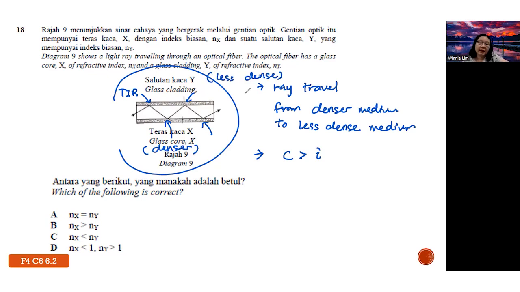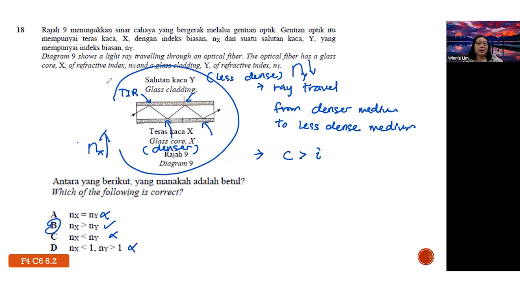Okay, then next idea, how do we link the density with the refractive index? So if the medium is denser, their refractive index is also higher. If less dense, then it will be lower, which means in this context, your X should be higher, Y should be lower. Okay, equal cannot, no? So the idea will be in B already. C the other way around.